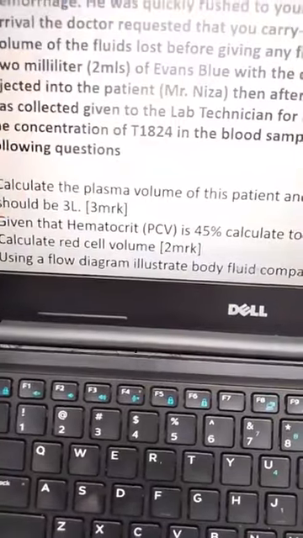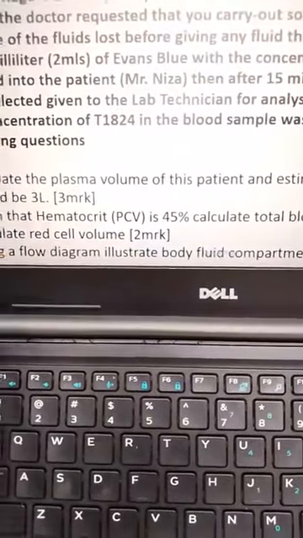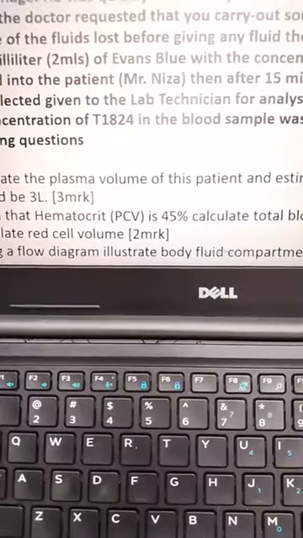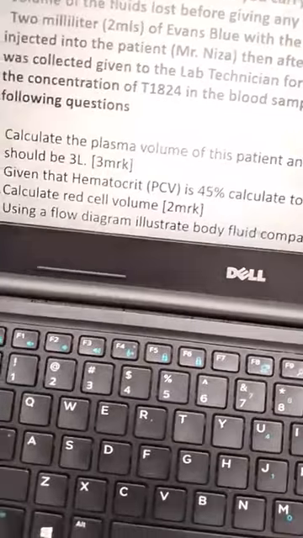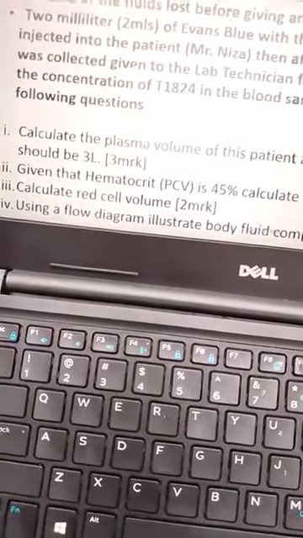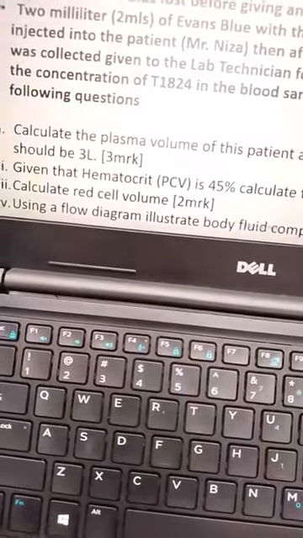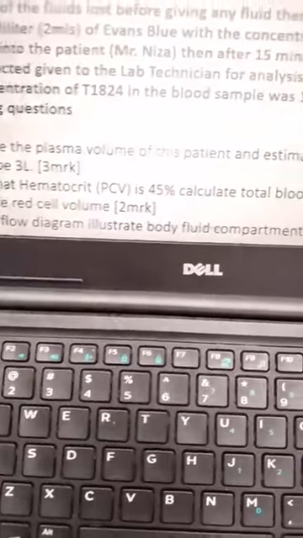Then the plasma volume that you are going to get, you will now subtract it from the one that they have given you, to say if the normal is 3 liters. So meaning you are going to subtract it there, what will remain, then that will be your answer. Then, given that the hematocrit, which is the PCV, as I told you, is 45%, calculate the total blood volume.